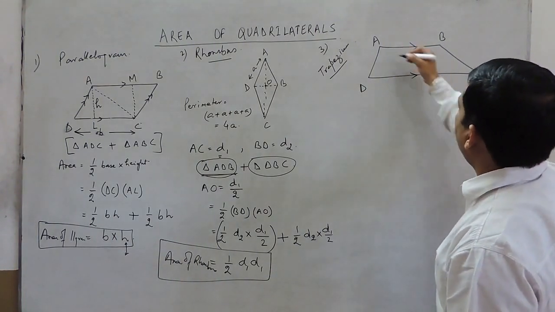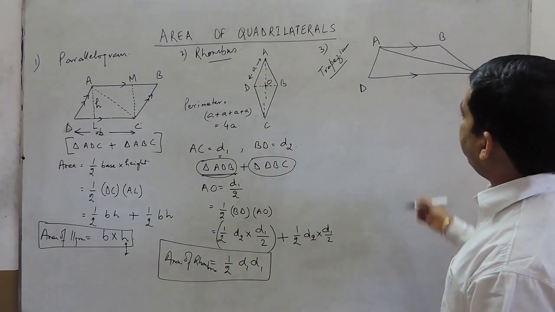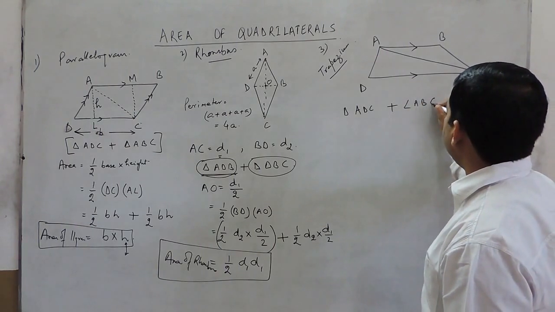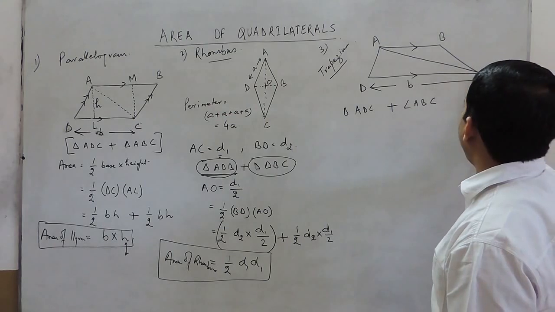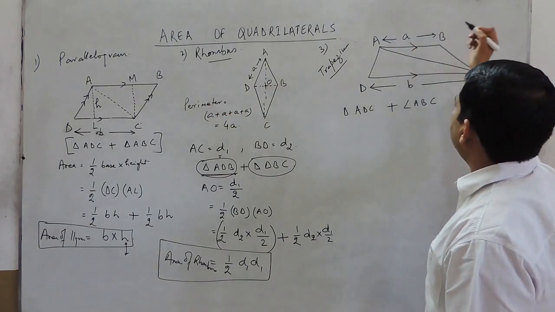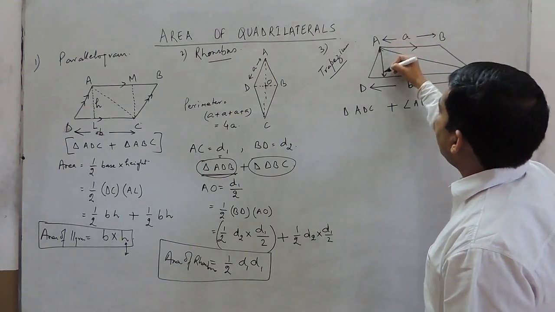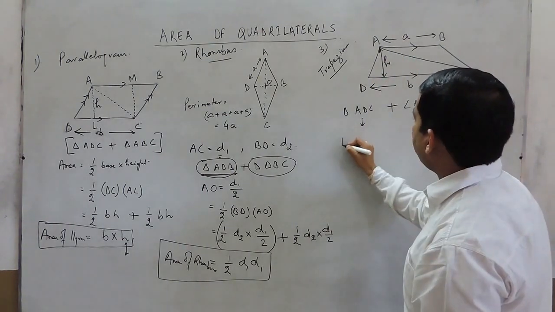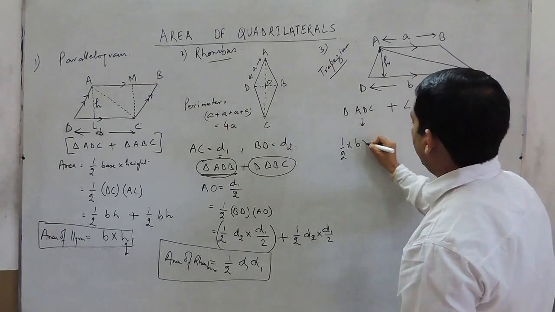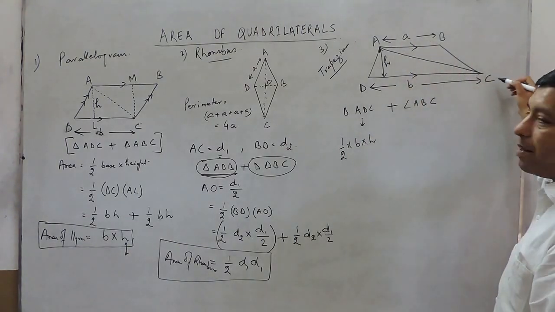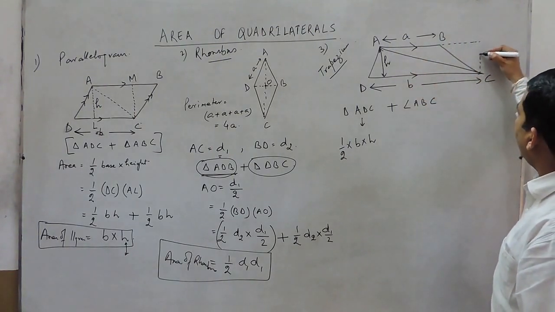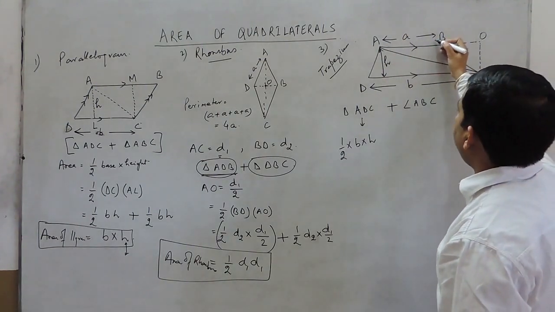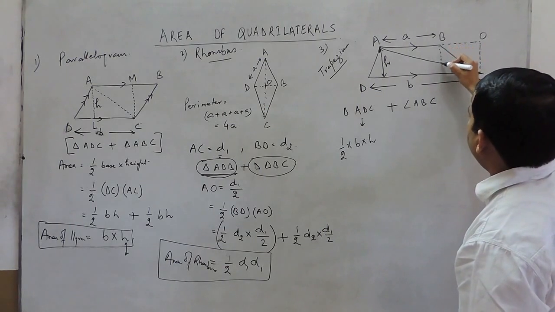Again, we can divide the trapezium into two portions, two triangles. One is triangle ADC and the other is triangle ABC. If the length of DC is given as B and the length of AB is given as A, and the height, the perpendicular height between the two, is given as H. From the first triangle, ADC, the area comes out to be half multiplied by base into height. For triangle ABC, we have to draw it like this, or we can draw the height in this case as well.